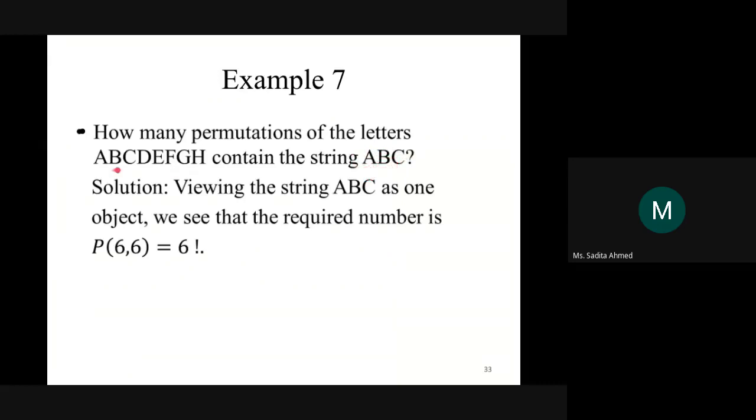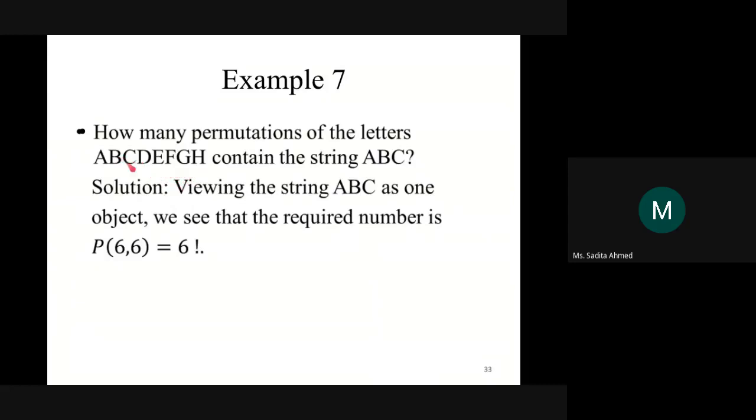That is ABC, then D, E, F, G, H. That is one possible permutation. Another possible permutation is D, then ABC, then E, F, G, H. Another is D, E, then ABC, then F, G, H.